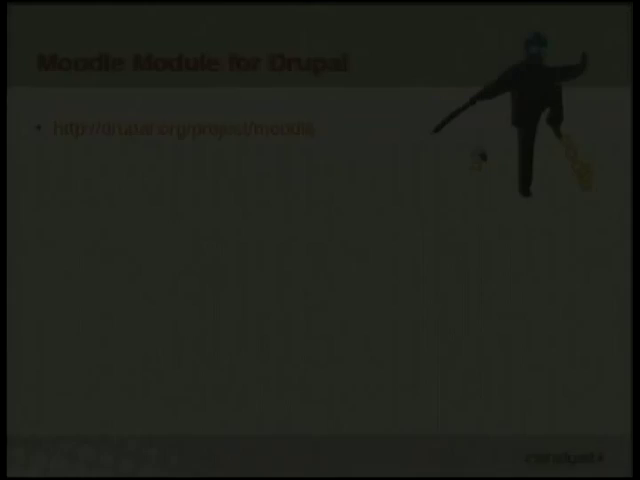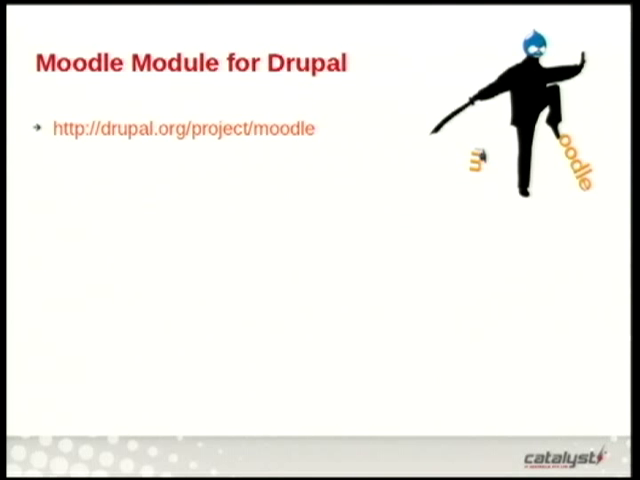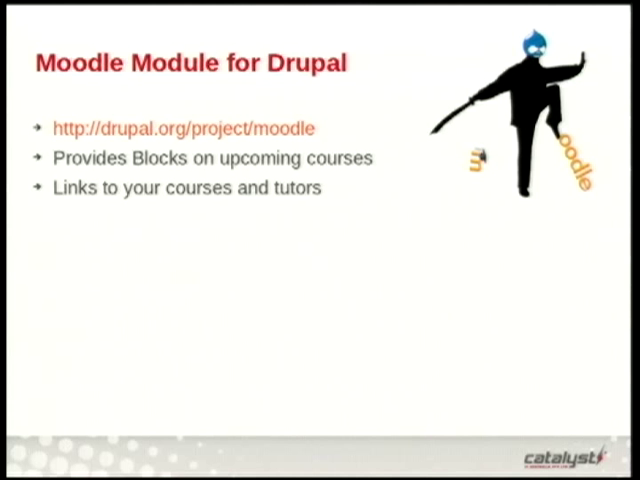There is a Moodle module for Drupal on drupal.org, funny enough. It provides blocks of upcoming courses and lists of your courses and tutors. It doesn't do any kind of SSO, and you have to install a module called QAPR, which is a RESTful web service in Moodle. So already you're modifying Moodle and Drupal at the same time so they can talk to each other. In this particular module, they don't have to be on the same server.